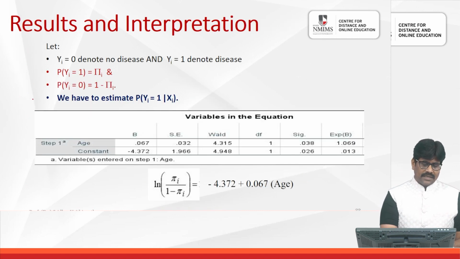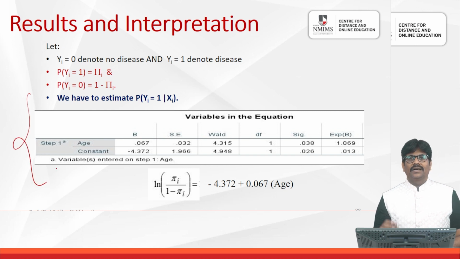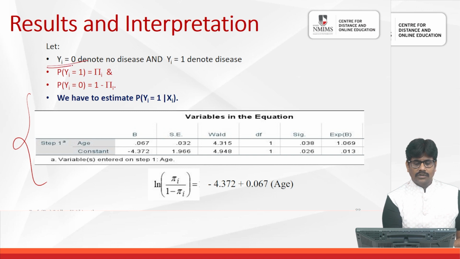Now let us say this is the result I have got, how to interpret the result of logistic regression. So first let us put the ground rules in place. Yi is equal to 0 denotes no disease, yi is equal to 1 denotes disease in our data set. So if I refer to P of yi is equal to 1, which is my success class, as pi i, then probability of yi is equal to 0 is nothing but 1 minus pi i, that is the non-success class, right.